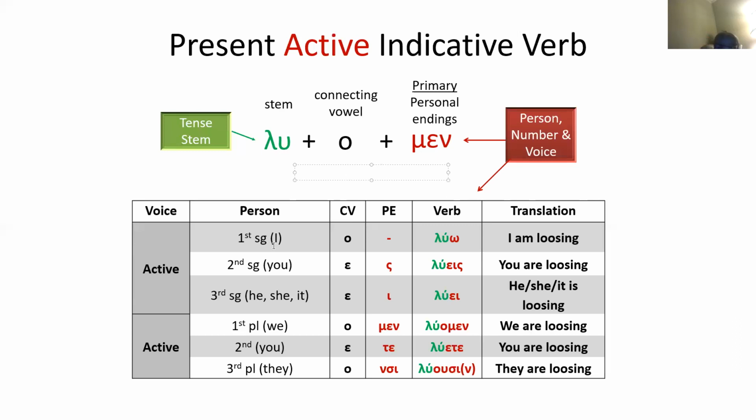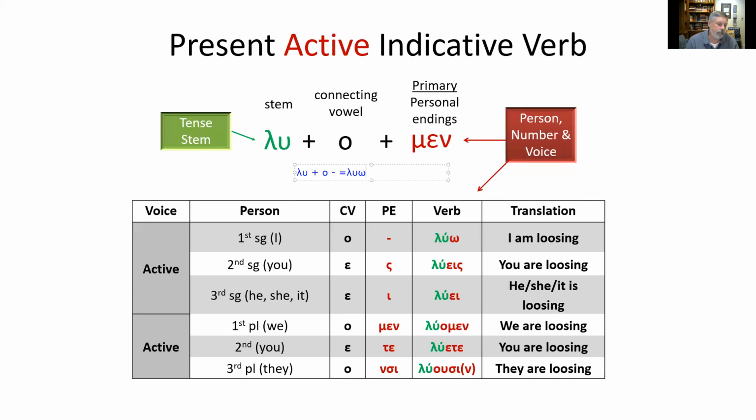Looking at this first person singular, we're going to start with the Greek. Okay, there's my stem. What I'm going to do is add the connecting vowel, and the connecting vowel is the omicron. And then there is no personal ending. Because there's no personal ending, it's called a zero or something, that omicron gets lengthened, and it becomes lu-o. So that omicron gets lengthened, and that's how that changes.